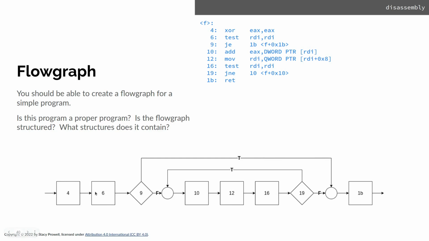I do 4, then do 6, check to see what's happening at 9. If it's true, out. If it's false, we go into here, and this is a little loop. We do 10, 12, and 16. We check 19. If it's true, we go around again. So this is a do while, inside an if then else with an empty then part, and the whole thing is inside a sequence. So look at that. It's not just a proper program. It's actually a pretty nicely structured program consisting of sequence, do while, and if then else.